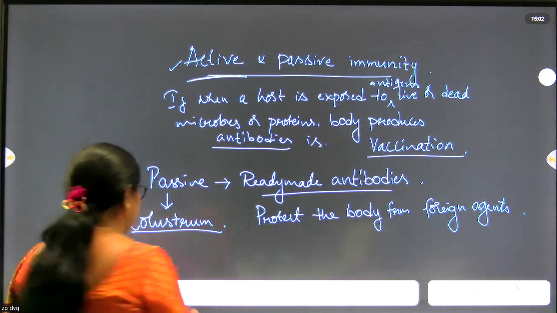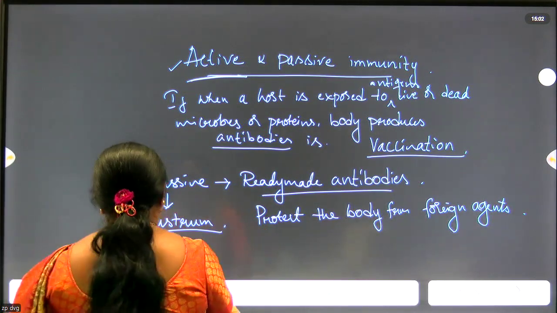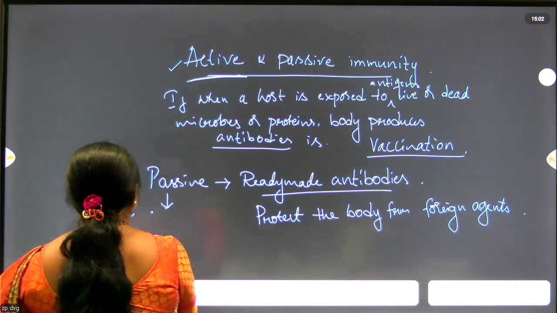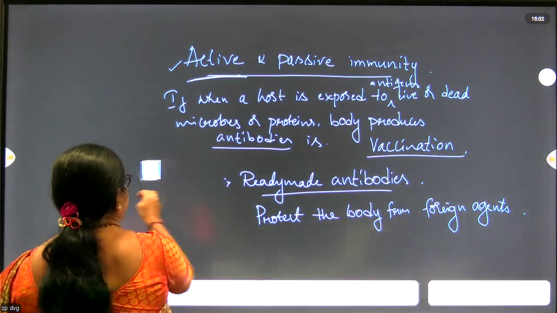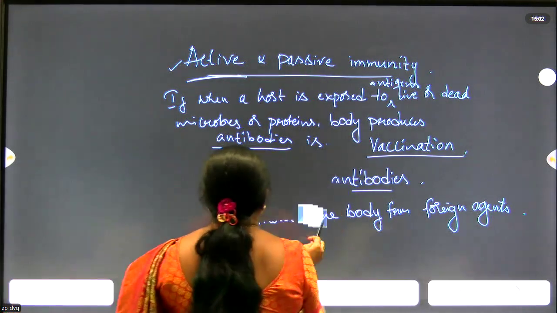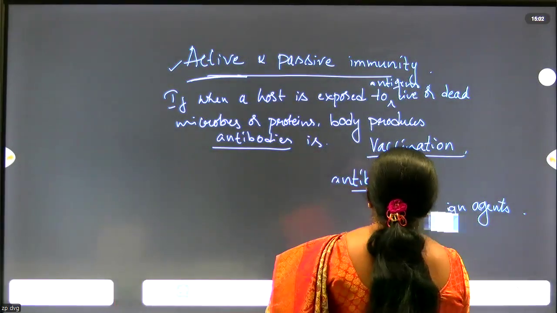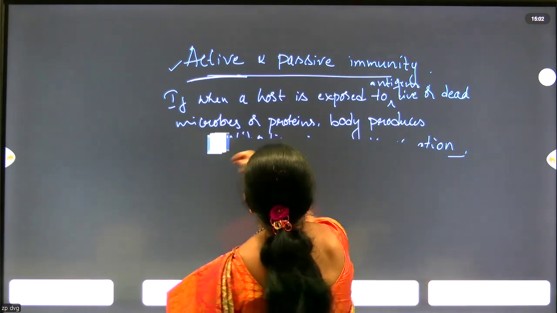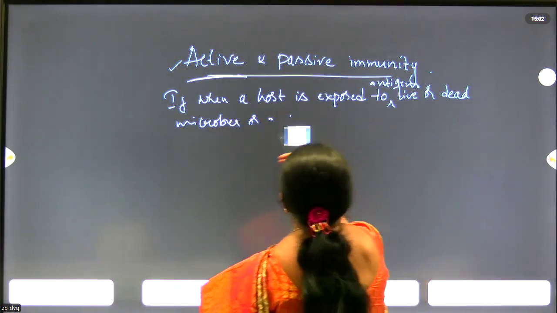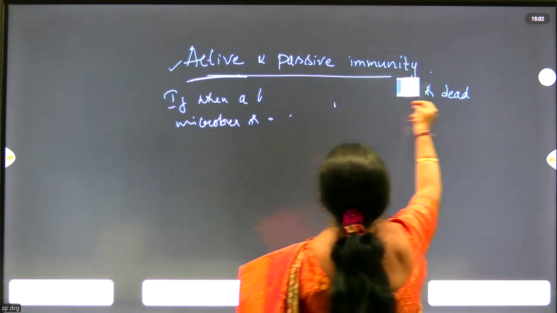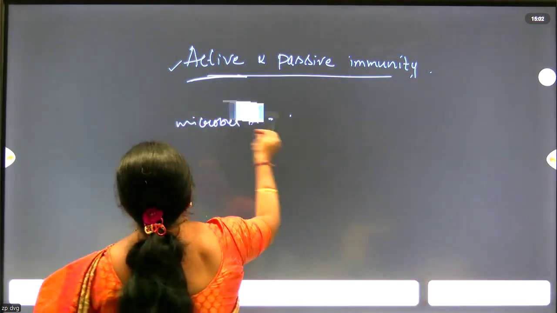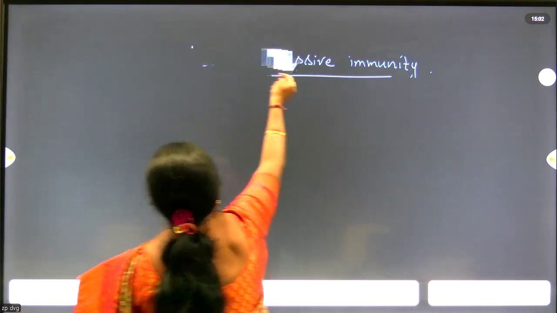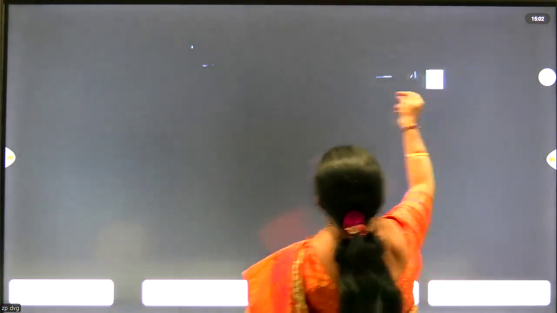Next, moving on to the next topic. We have passive immunization, or vaccination, or immunization. We all know what vaccination is. You all have taken the vaccine, the COVID vaccine, which you call vaccination or immunization. And this is based on the principle of memory cells. So first I'll tell you what memory cells are.